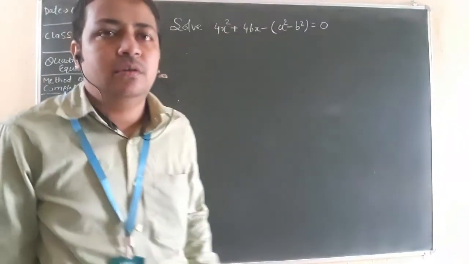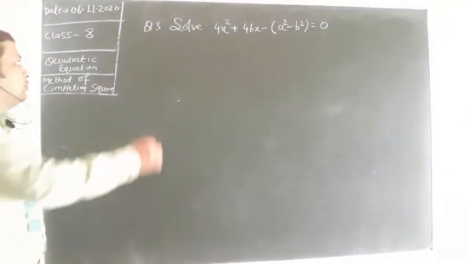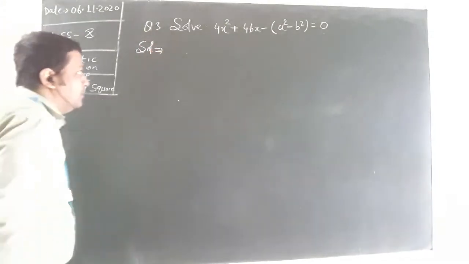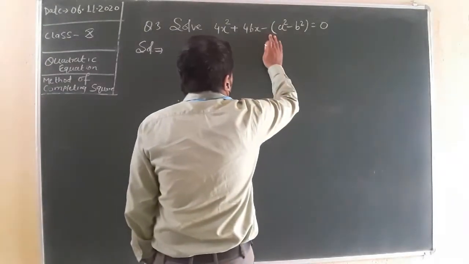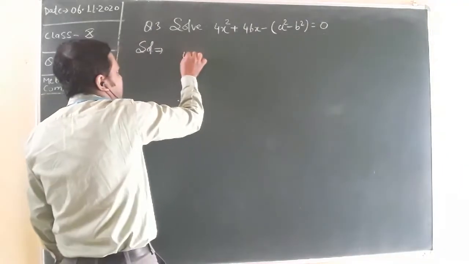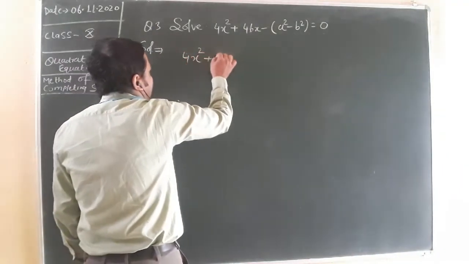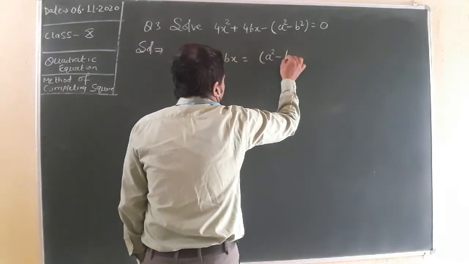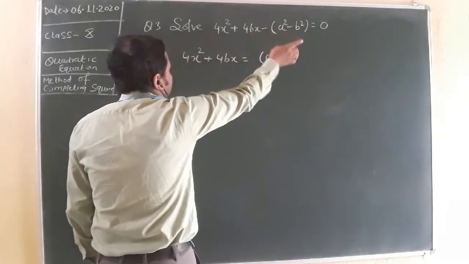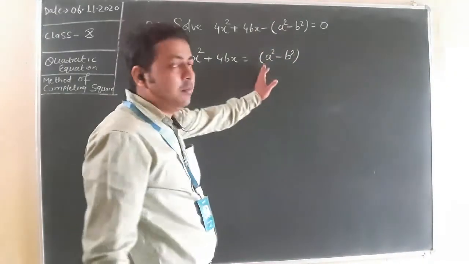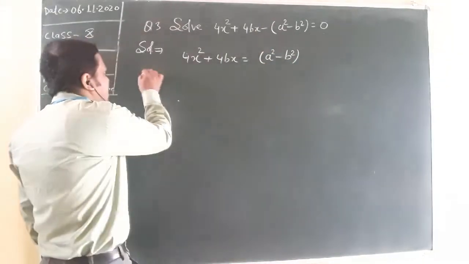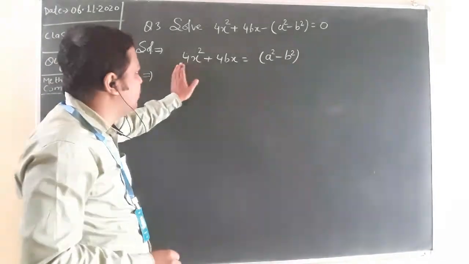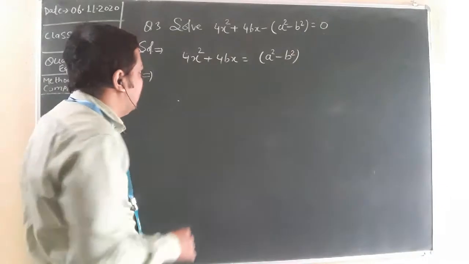Now see student, this is question number 3. For this we will go the same as we have solved the last two questions. First we have to transfer this term to the right hand side of the equation. It will be 4x square 4bx is equal to a square minus b square. Then minus, after transferring to that side, it will become plus, so I will give it the plus. Now you have to make the coefficient of x square 1. For this you have to divide both sides by 4.